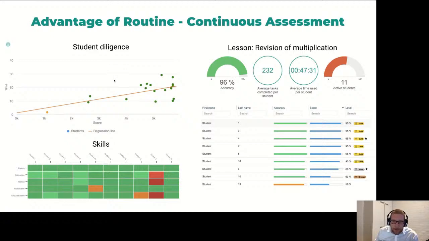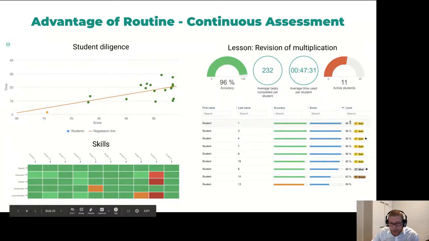We can monitor the diligence based on the score and time they're spending on the exercises. You can see that some students are really fast, getting a lot of scores. Some students need to take a bit more time to get the same amount of scores, and some students are not working that hard at all. It's super easy to check per lesson which trophies the students got, did they complete their homework or not, and we can even see which skills are difficult for them.